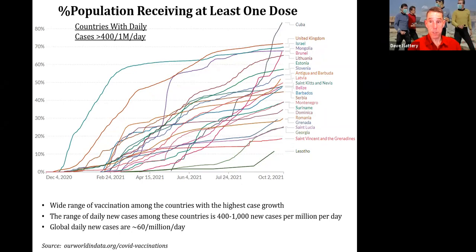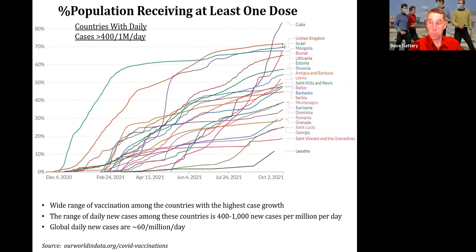So looking at this, it's similar to what I showed last month. These are just the countries that have daily new cases more than 400 per million per day. So these are the countries with the most significant rates of community transmission of COVID in the world. And you can see they range all across the board in terms of degree to which their populations are vaccinated. So very wide range.